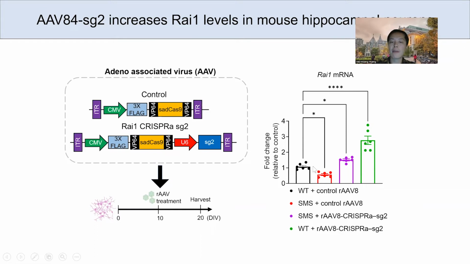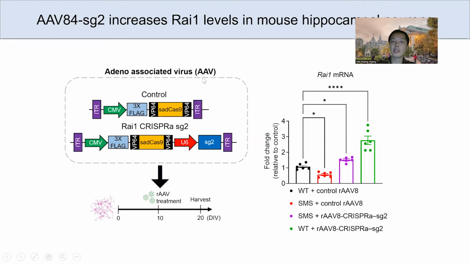So this is a wild-type mouse, which we use as the control. And the SMS mouse neurons have lower RAI1 expression. And we found that with the treatment of this AAV, we can increase RAI1 expression level. So that is very encouraging.